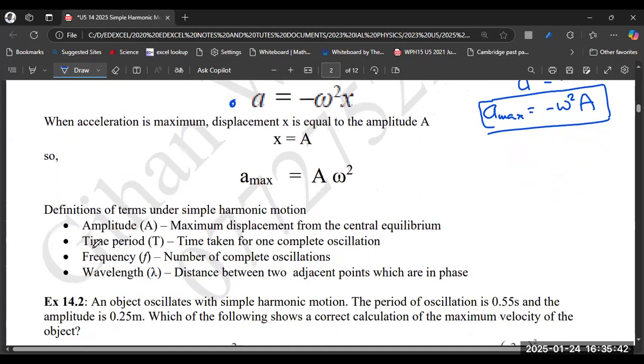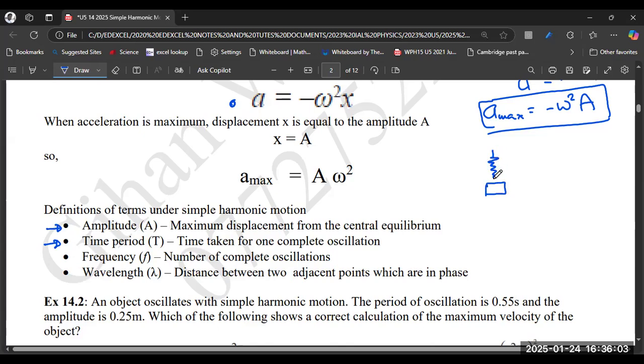Then definitions of simple harmonic motion. We need to know some basic definitions. What is called amplitude? Maximum displacement from the central equilibrium. What is called the time period? Time taken for one complete oscillation.